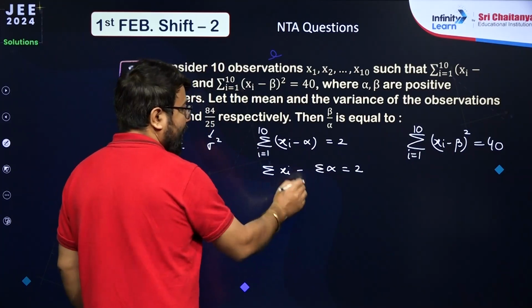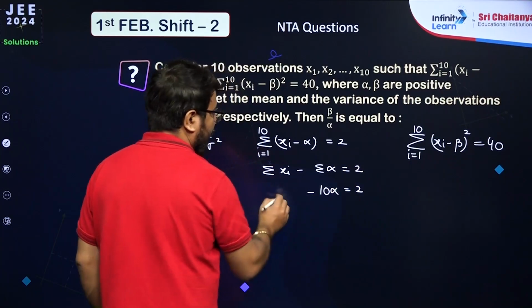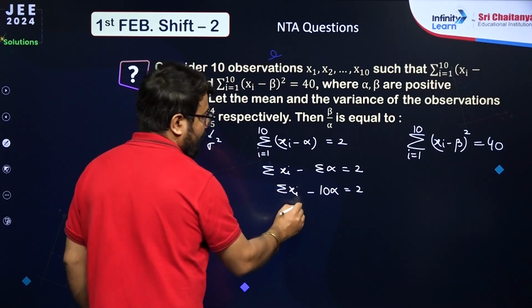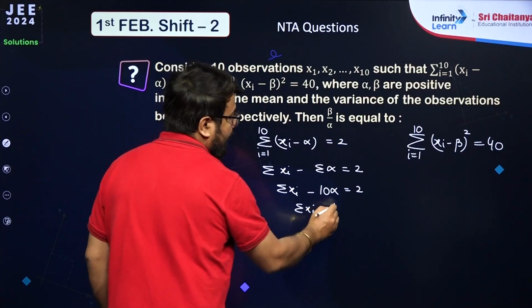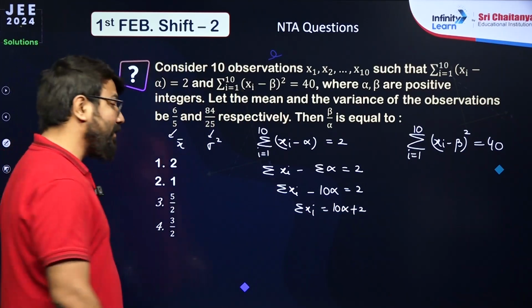Now sigma alpha means 10 times alpha will be obtained here, and that is 2. So we got the value of sigma xi from here. Sigma xi value will be 10 alpha plus 2. Alright. Now after this step, we want to get the mean of this data.